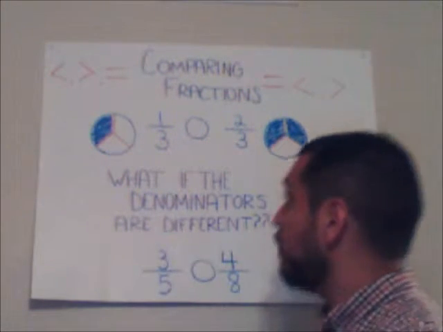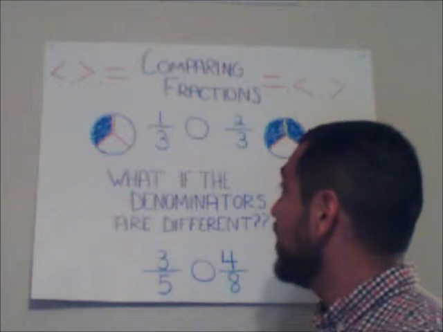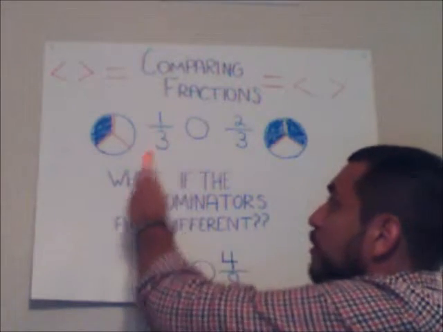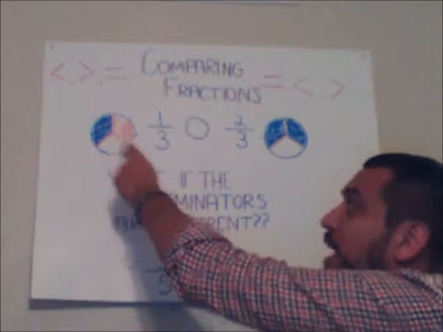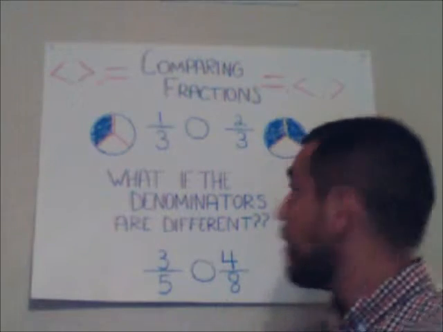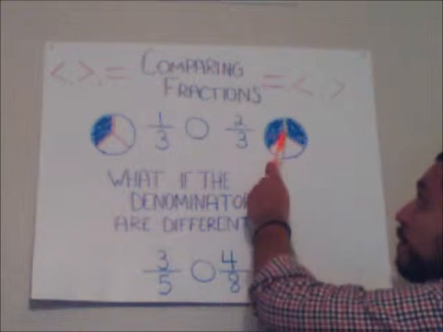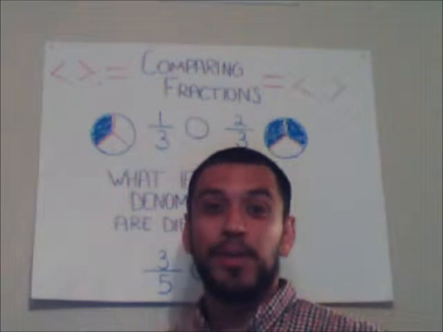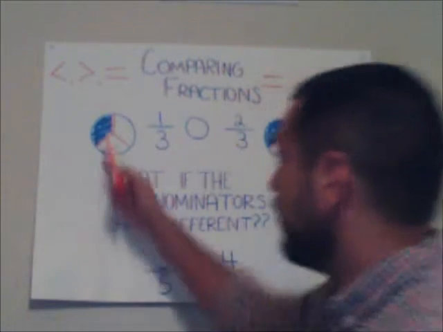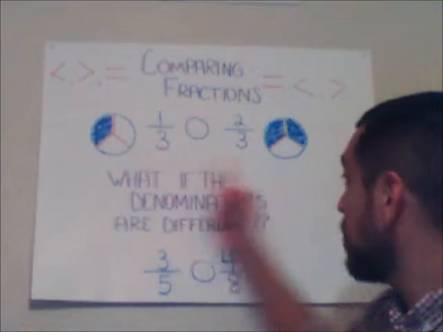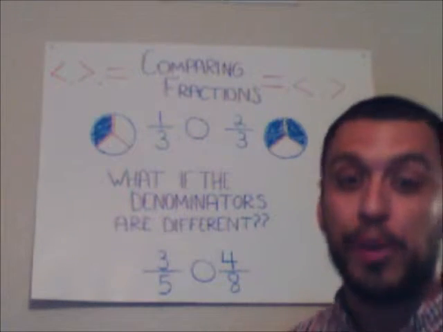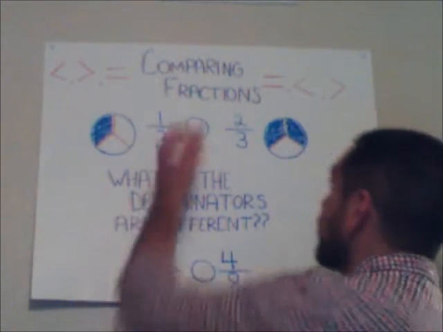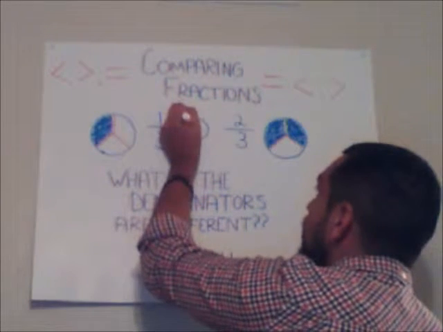Now I've drawn out some visual representation of the fractions, and for 1/3, we have one piece out of the three that are shaded, and for 2/3, we have two pieces out of the three shaded. Now clearly we can see that 1/3 is less than 2/3, so we can go ahead and put in our less than symbol. All right, so let's go ahead and put that in.